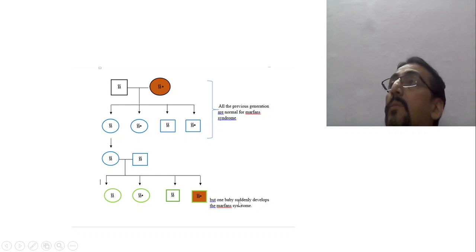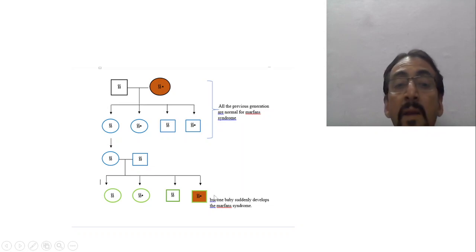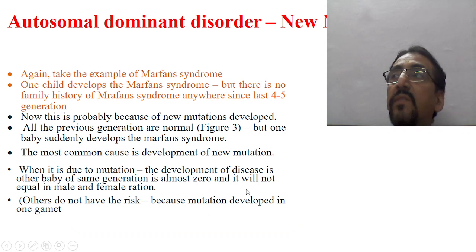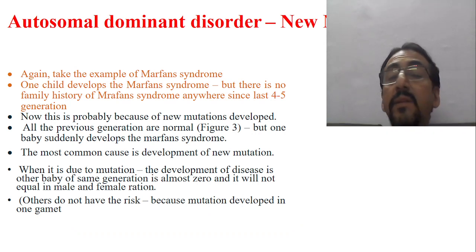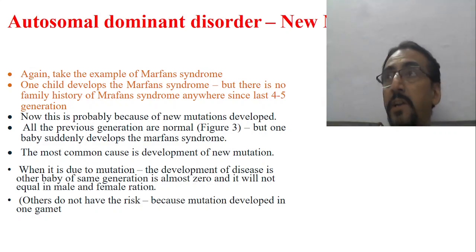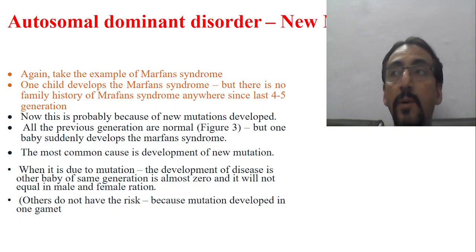One of the babies developed Marfan syndrome. Now, when you ask why this is happening, it is because of a new mutation. Now, let us see what this new mutation is. Marfan syndrome is there, but there is no history of Marfan syndrome for the last 4 to 5 generations. This is probably because a new mutation has developed.